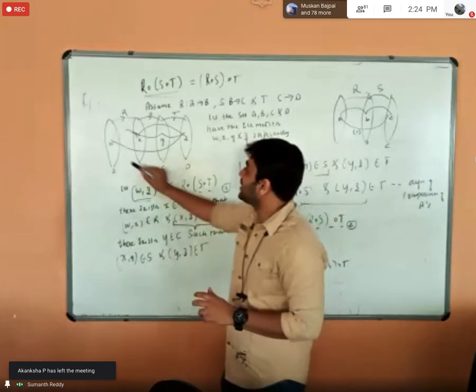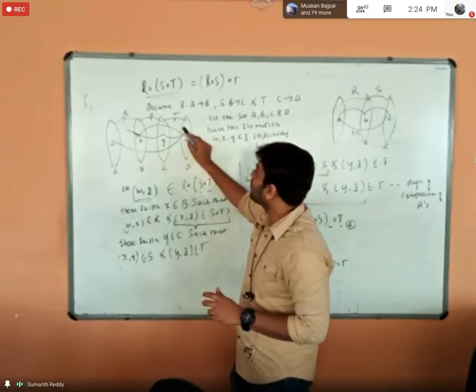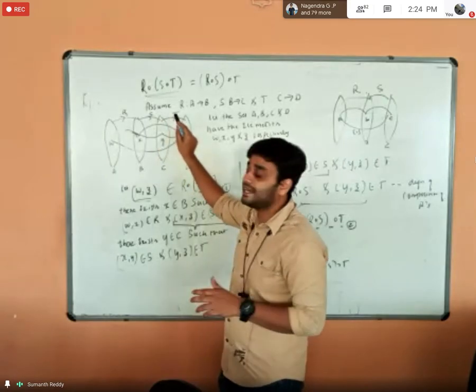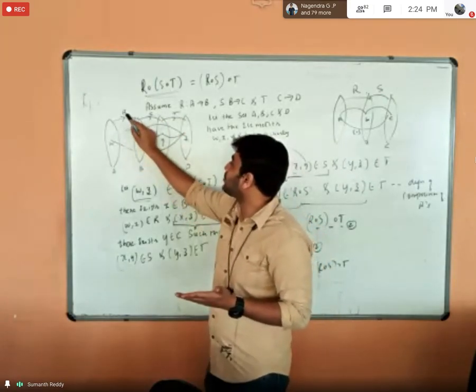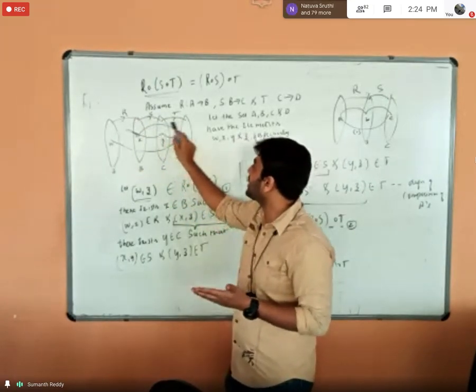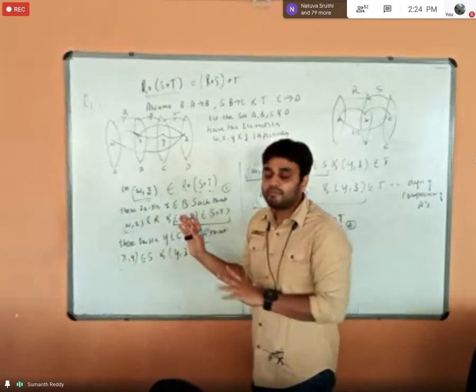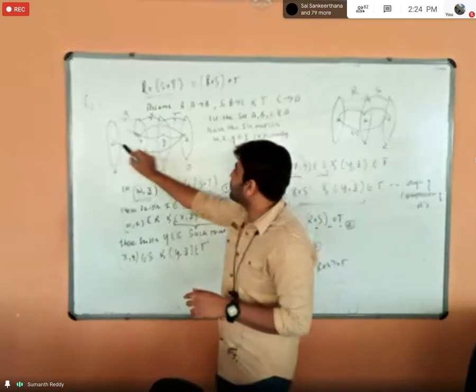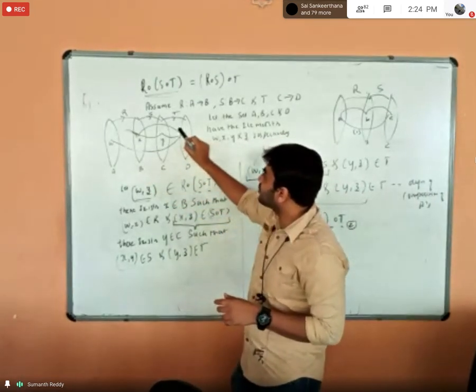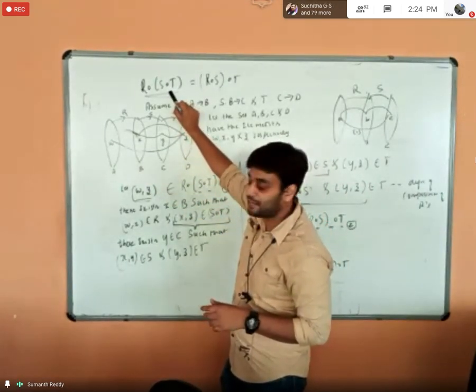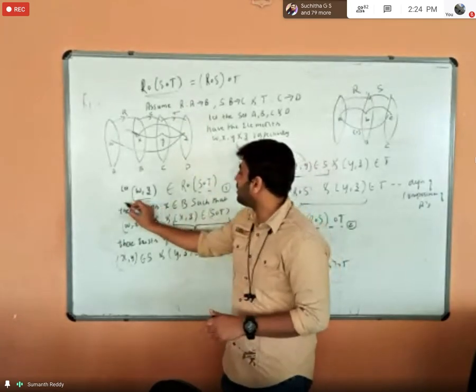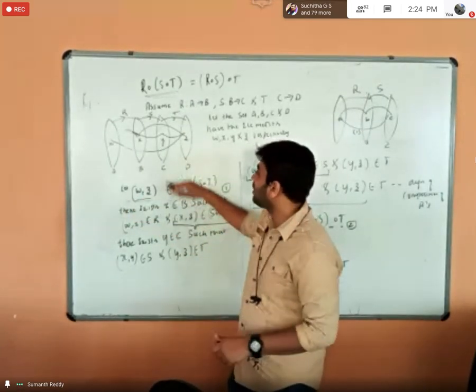So in a similar way, if I tell that W comma Z belong to R composition of S composition of T, it is the same as W comma X belong to R, X comma Y belong to S, and Y comma Z belong to T. Okay, so you just try to understand in this way. Coming back to the theorem, here I have assumed W comma Z belong to R composition of S composition of T. So this is, from the diagram, what I got.